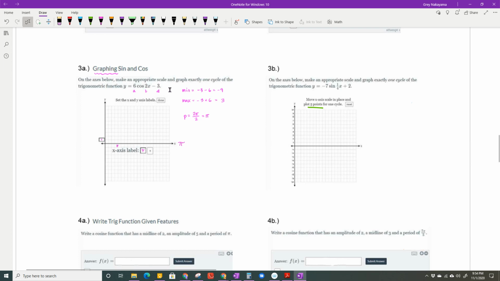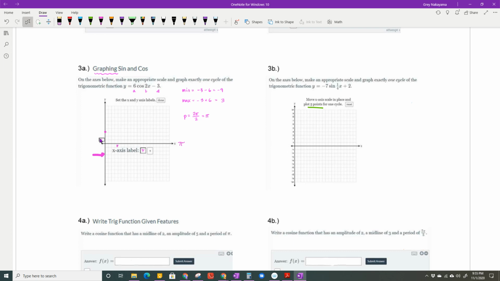And actually, before I say that, y'all, the first place you want to start is with D. So I'm going to go down 3. 1, 2, 3. So that means this right here is my midline. Okay, that's -3. So when I go down there, and now cosine starts at a max, which would normally be up 1, but my amplitude is 6. So I'm going to go 1, 2, 3, 4, 5, 6. And I'm going to put my dot right there.